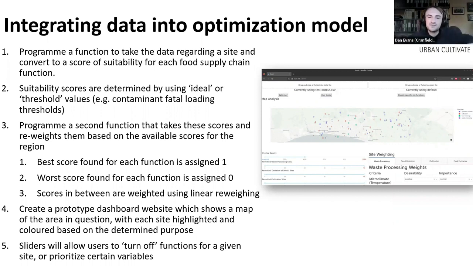What Joe's been doing in the last month or so is creating a user-friendly dashboard that shows the area of the map, in this case using some dummy data that's based on Brighton. But once we've created the map of Islington, we can highlight each of the sites that we've studied in this project and color them based on the most optimized function. So it's a user-friendly, very accessible way of sharing that number crunching with the public, with the users and the stakeholders.